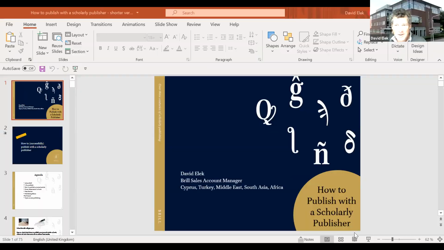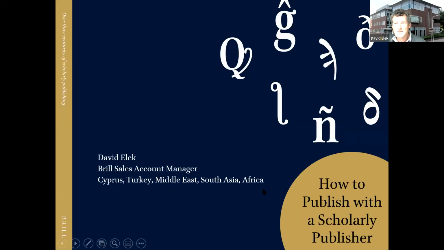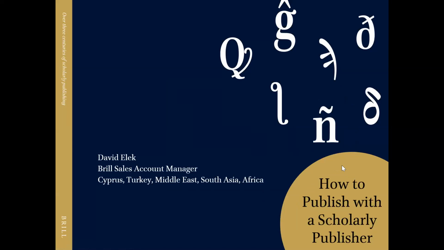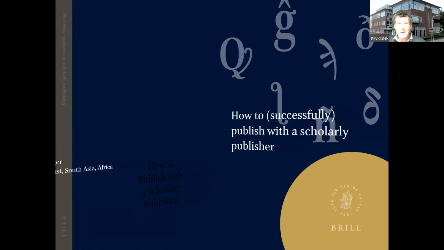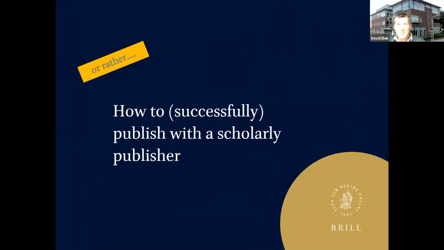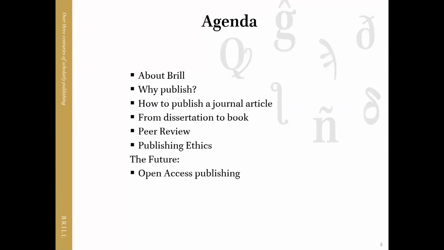So the title of the talk is How to Publish with a Scholarly Publisher. Can you all see that? Yes. Great. So actually that's the title of the talk, but it should really be how to successfully publish with a scholarly publisher, because it's not enough to publish with a scholarly publisher. You want to be successful with your publication. So this is my agenda.